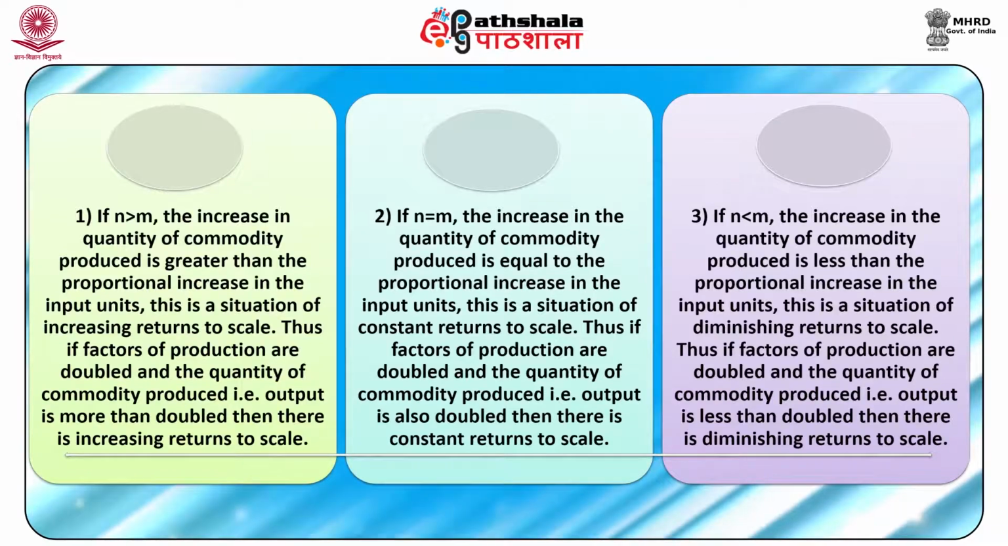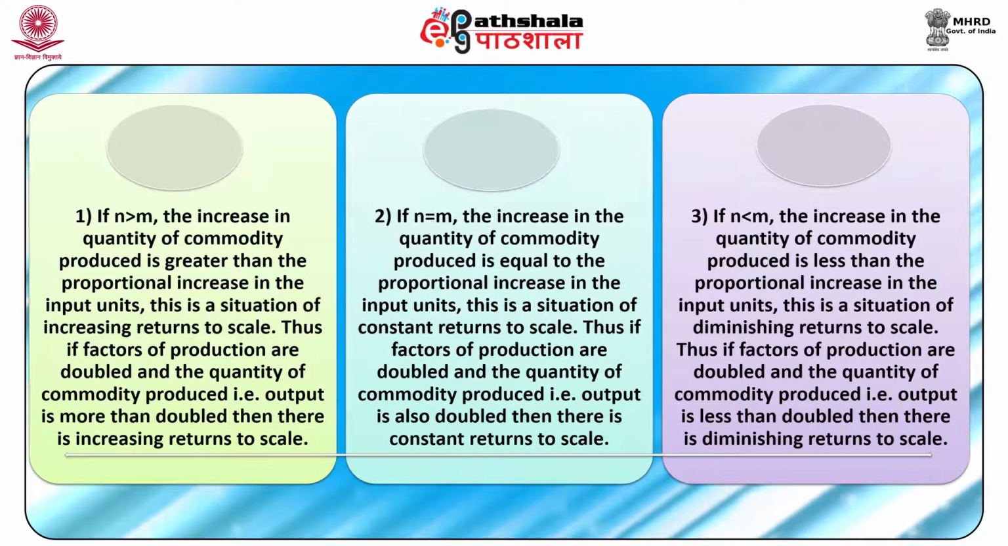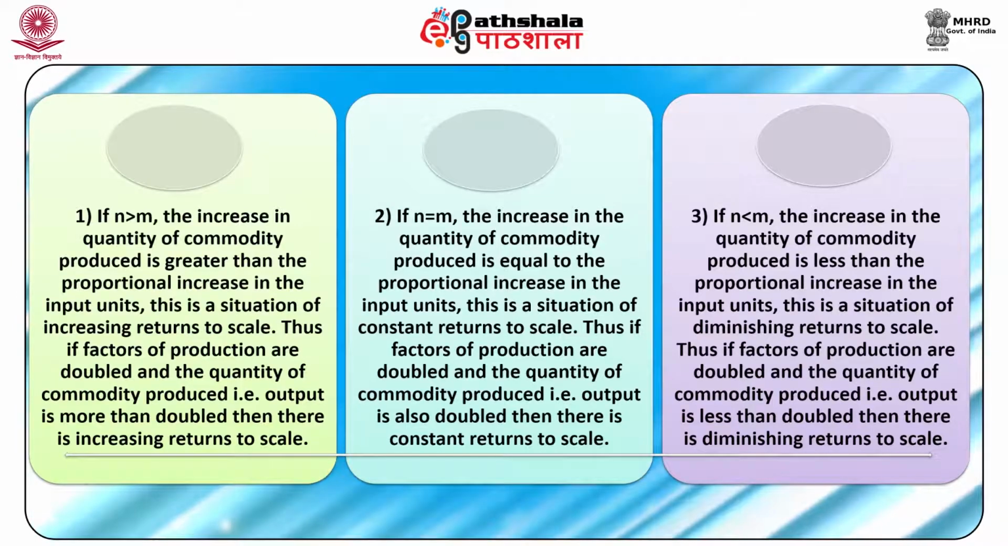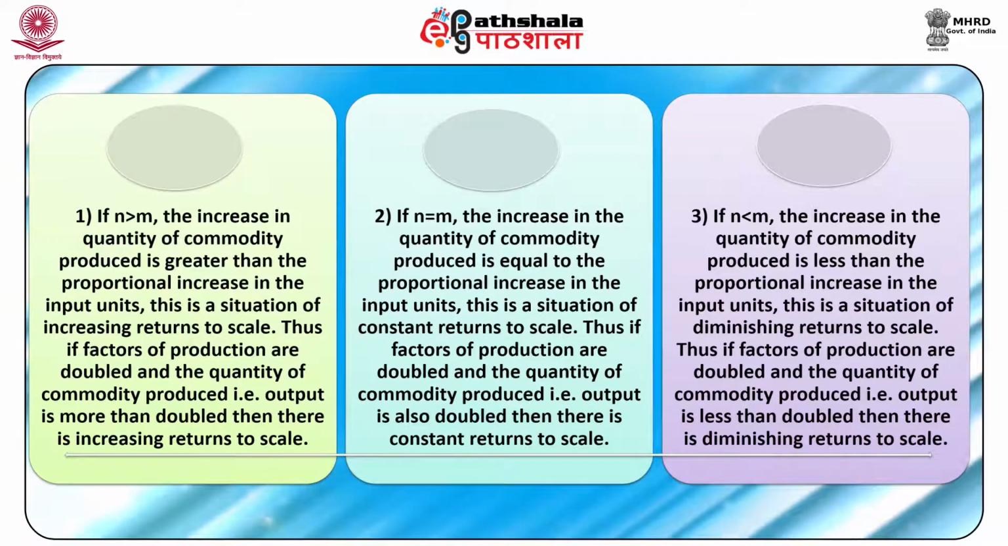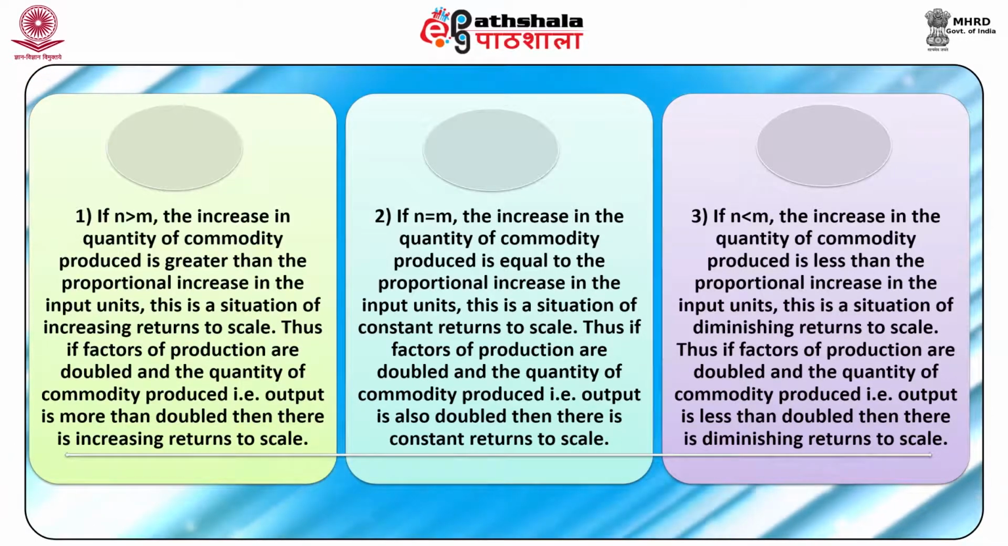Third, if N is less than M, the increase in the quantity of commodity produced is less than the proportional increase in the input units. This is a situation of diminishing returns to scale. Thus, if factors of production are doubled and the quantity of commodity produced, that is output, is less than doubled, then there is diminishing returns to scale.